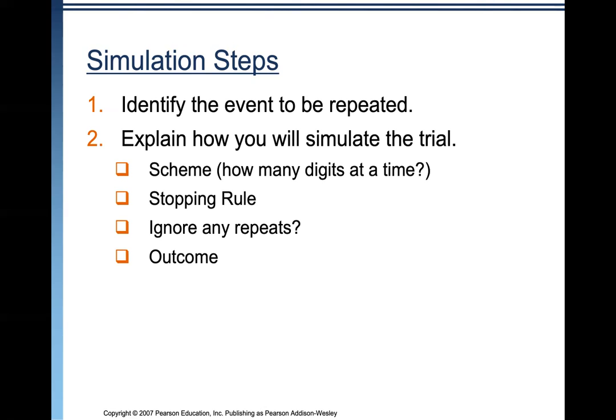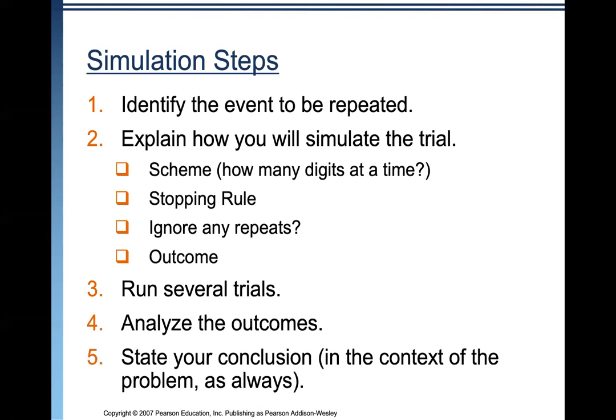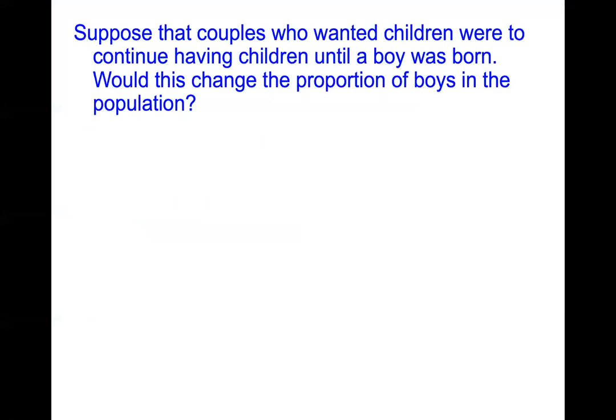And lastly, you want to think about the outcome. All right, so what is the outcome at the end of each trial? What are we looking at? Okay, so that's how you want to explain your simulation of trials. And I'll give you guys an acronym later on to help you remember these steps. All right, number three in the steps is you want to actually run your trials now that you know how to do them. Analyze the outcomes of each trial, and then state your conclusion in the context of the problem, as always. All right, let's see an example.